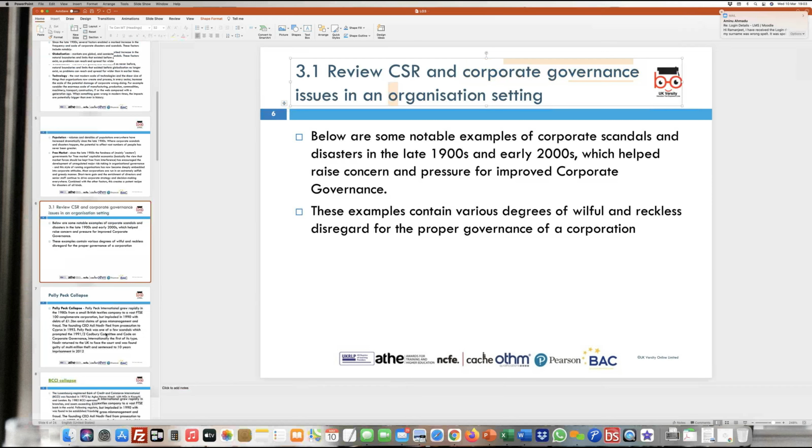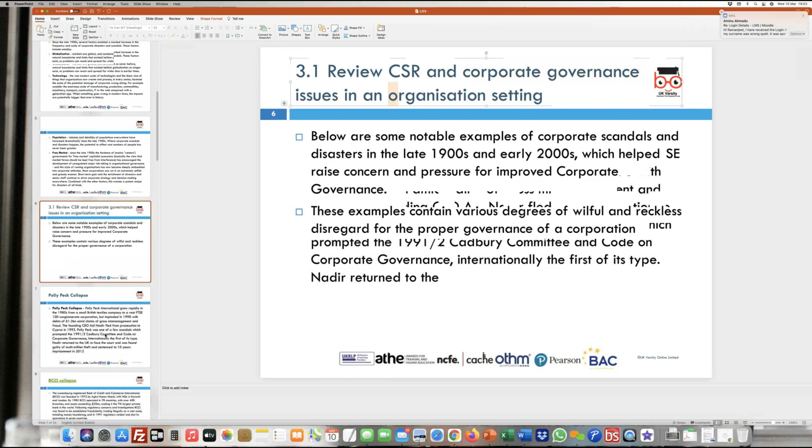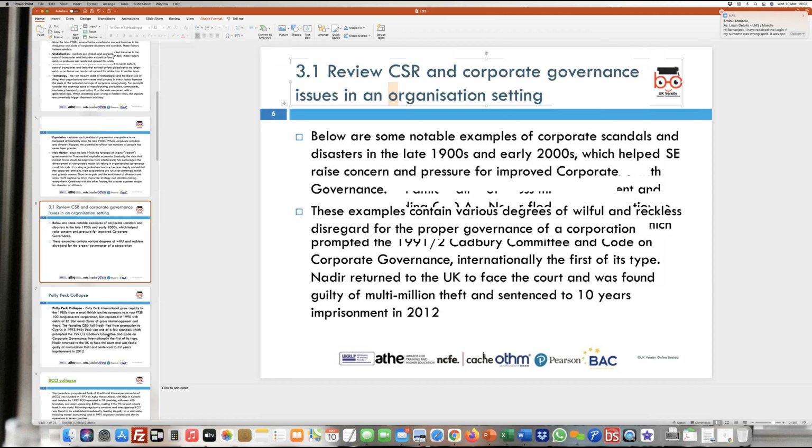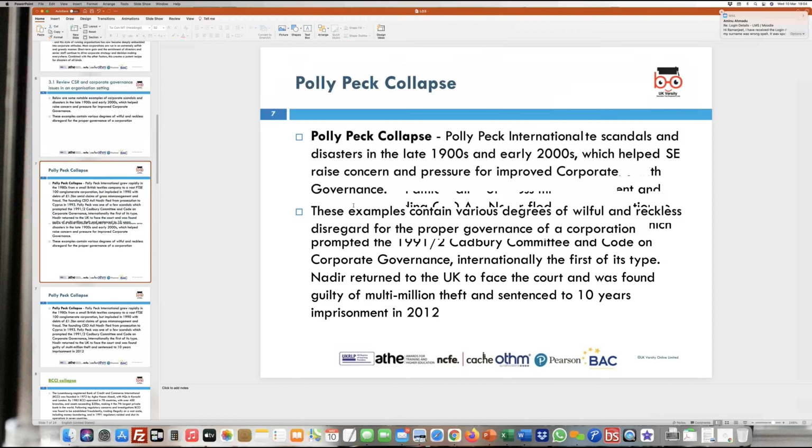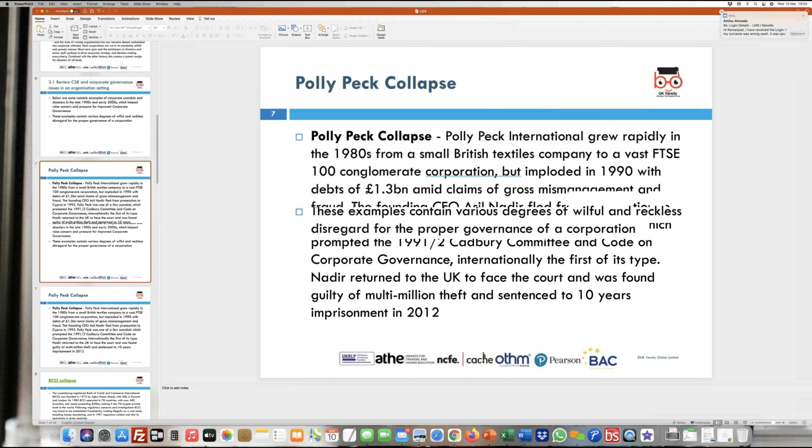So what I've done is I've looked at a couple of examples for you, and some of these companies are quite well known. The idea is to identify what failures they had in corporate governance and where we see that these companies went wrong when we talk about corporate governance.